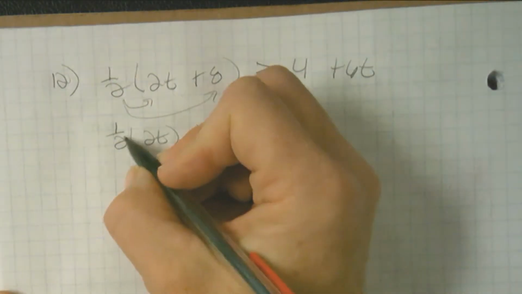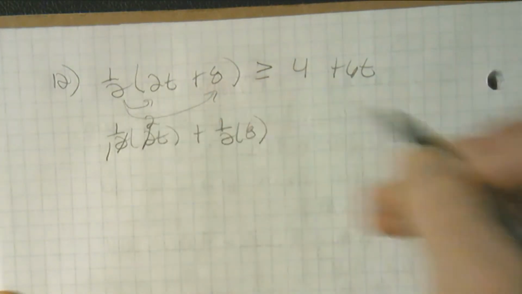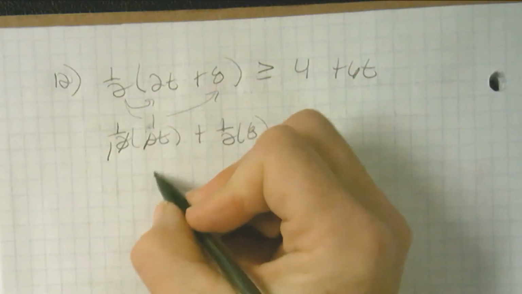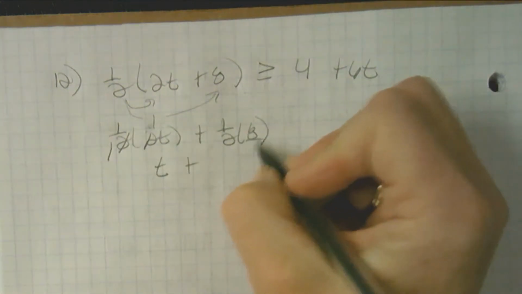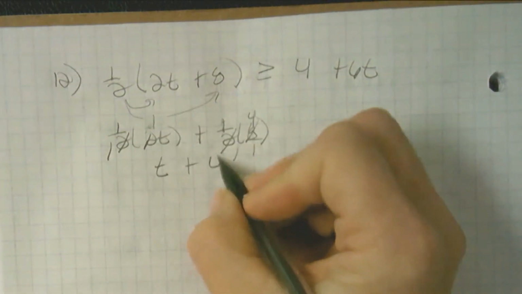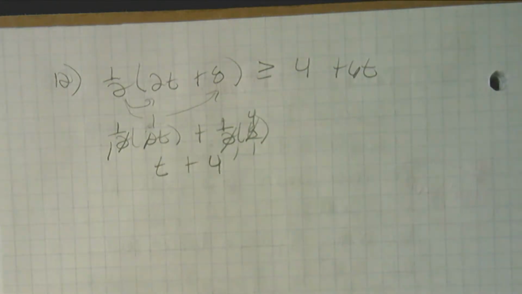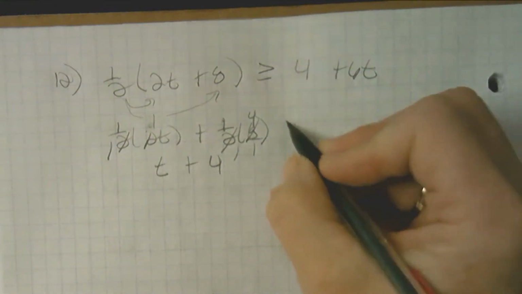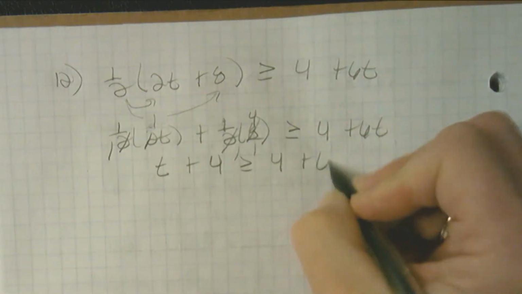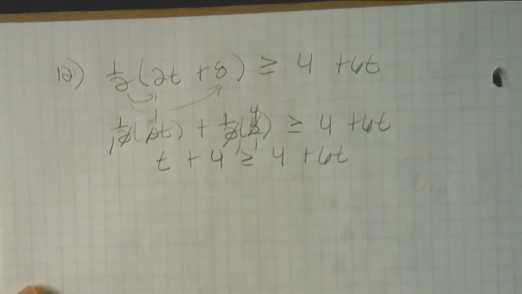So I can divide out common factors between the 2's, and I'm left with 1t plus, I can divide out common factors between the 2 and the 8, and I'm left with 1 times 4, which is 4. And my right side, I'm leaving the way it is because I can't do anything with it. So are you cool with that so far?